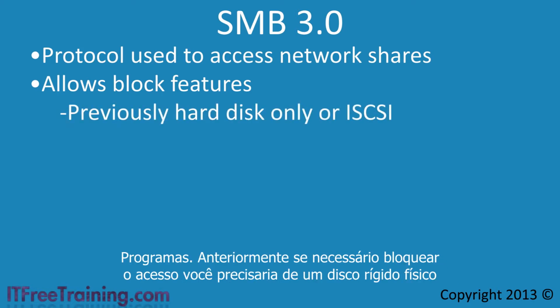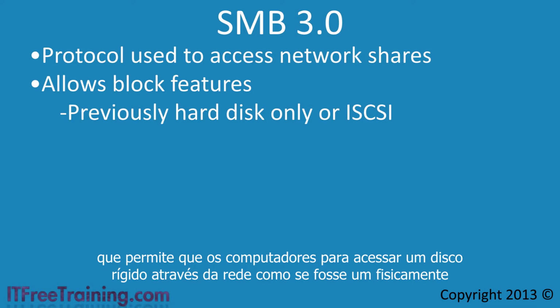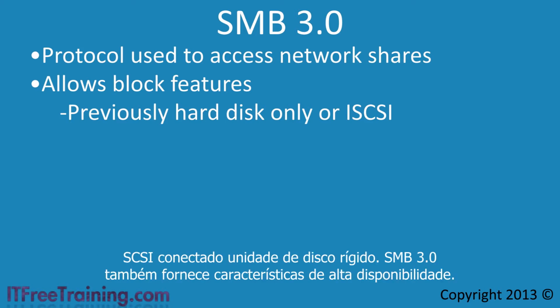Previously, if you required block access, you would need a physical hard disk connected to the server, or you could also use protocols like iSCSI. iSCSI is a protocol that allows computers to access a hard disk over the network like it was a physically connected SCSI hard drive. SMB3 also provides high availability features.